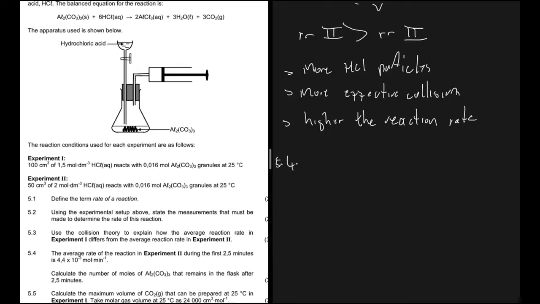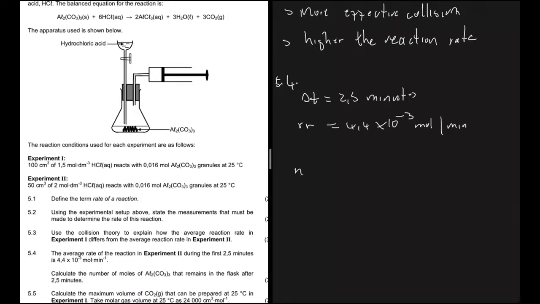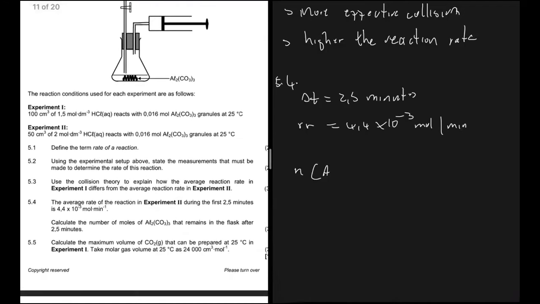5.4 says the average rate of the reaction in experiment 2 during the first 2.5 minutes is 4.4. So let's write that down. We have delta T, which is 2.5 minutes, and then we have the average rate of reaction, which is 4.4 times 10 to the minus 3 moles per minute. And then the question says calculate the number of moles of aluminum carbonate. Let me just write down the formula, with the CO3 and the 3 there. So we need the number of moles of this aluminum carbonate that remains in the flask after 2.5 minutes. After 2.5 minutes, the reaction is not completed, so the question asks what the number of moles remaining is.